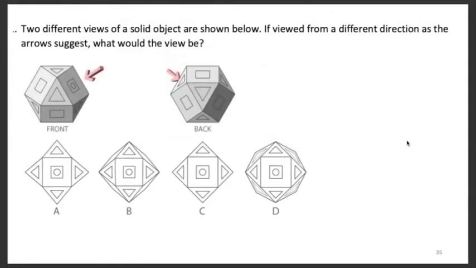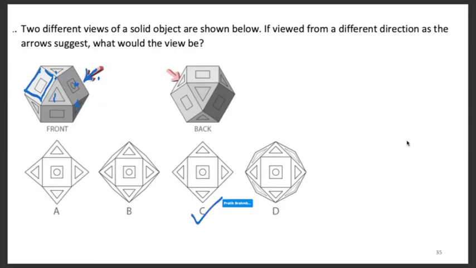2 different views of a solid object are given here. If viewed from the direction as shown in the arrow, what would the view be like? What will we see? In this case, because of the viewing angle and also the plane, this is in one plane. We won't be able to see the square if I'm looking at it from this side. We will be able to see these triangle faces. So the correct answer is option C.